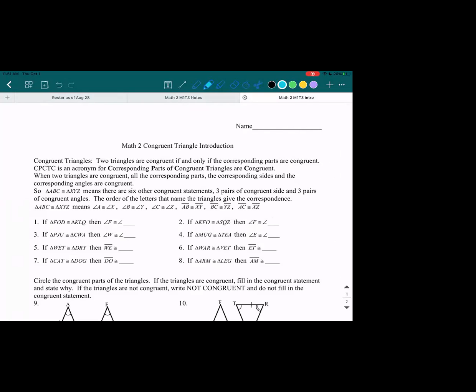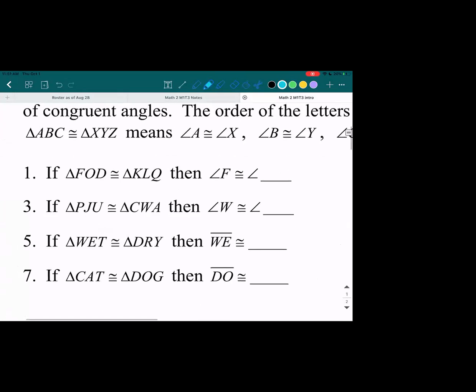For number 1, if triangle FOD is congruent to triangle KLQ, then let me just zoom in here so that you guys can see. We're talking about angle F, which is the first letter of our first triangle. So it should be congruent to angle, first letter of the second one, which is K. Okay, because they're both the first letter. Do you guys have any questions on that?